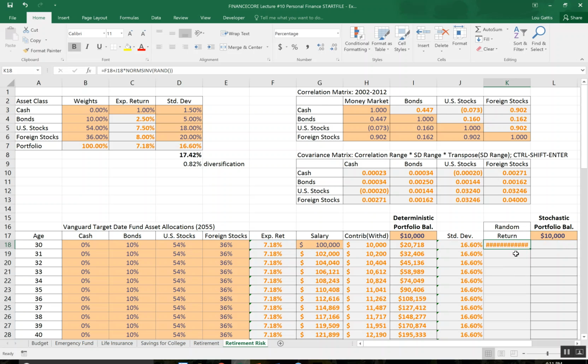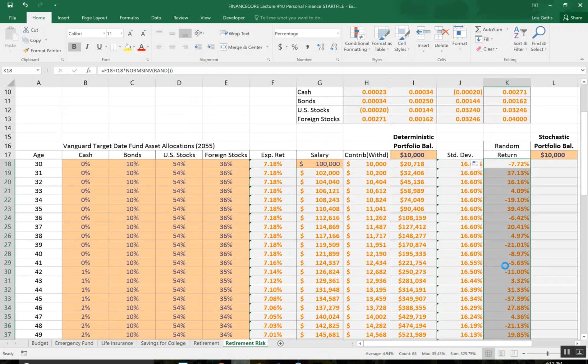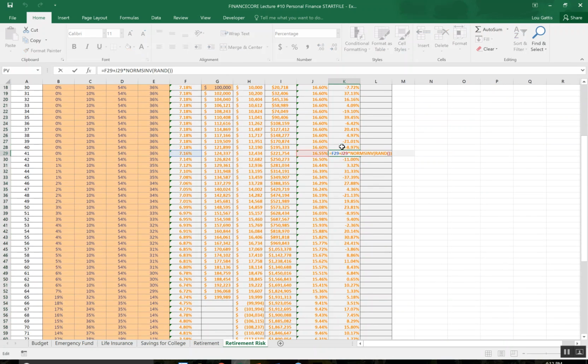Now every time I hit F9, I'm going to change the format back to percent. Every time I hit F9, that's a possible return that has a mean of 7.18 and a standard deviation of 16. If I did this a million times and took the average, you'd see it'd be exactly equal to 7.18, and if I graphed it, you'd see that perfect bell-shaped curve. I'm now going to copy that down. Now every time I hit F9, every one of these RAND functions gives me a random portfolio return. So every time I hit F9, that's a random lifetime of portfolio returns based on these standard deviations and these means.